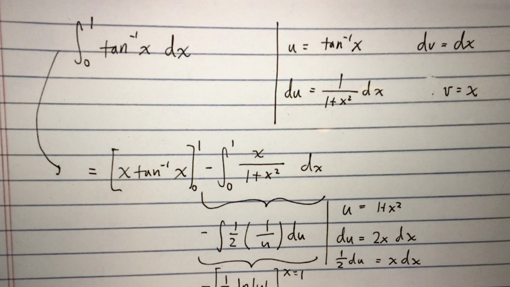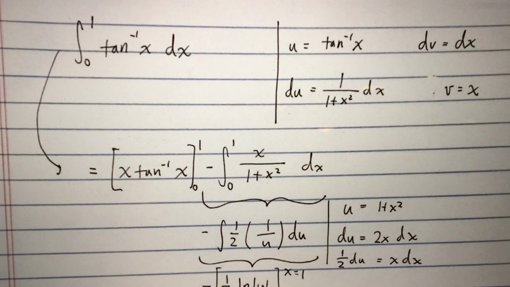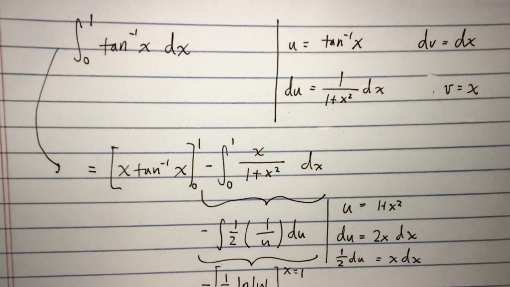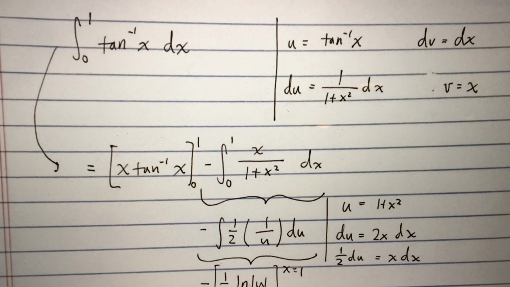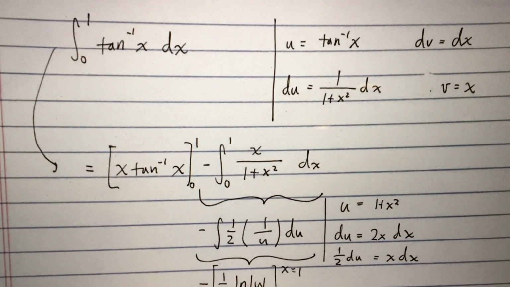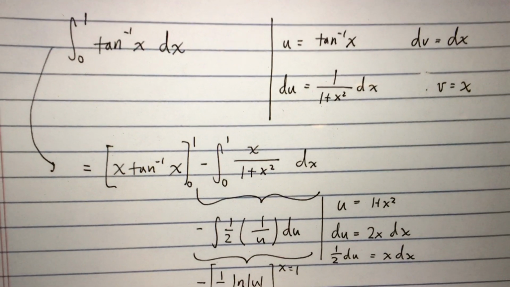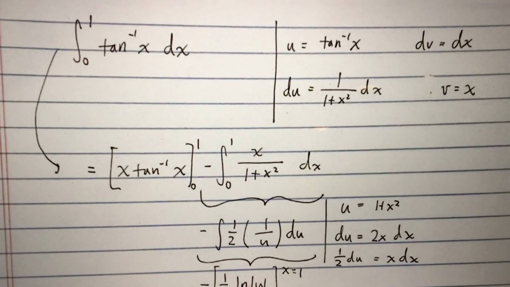That's what that is there. Tangent to the -1 of x. So the same exact function as arctan. You can write it as tangent to the -1 or arctan. I decided to do this one with limits of integration too, so we can practice pulling in some numbers at the end.